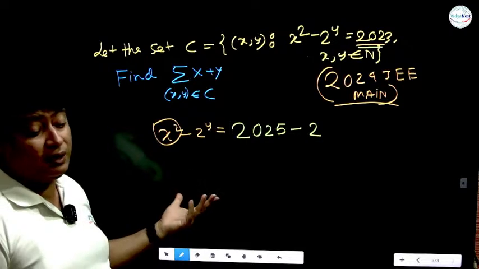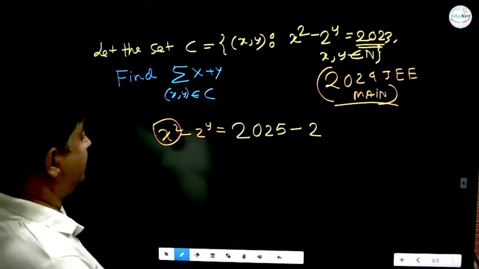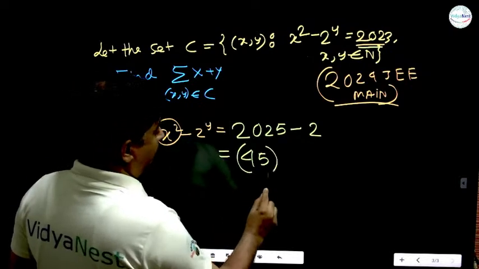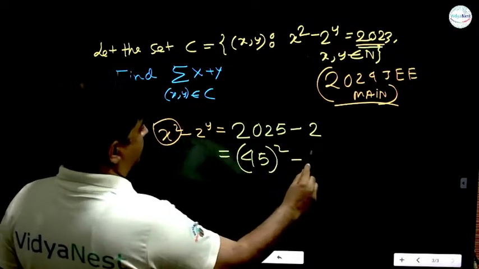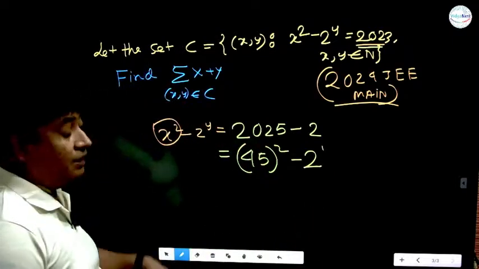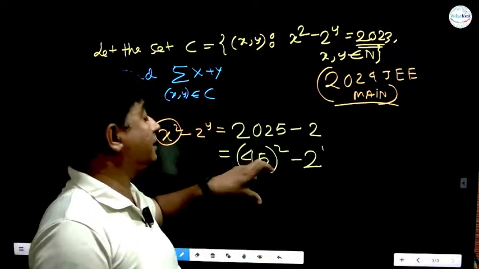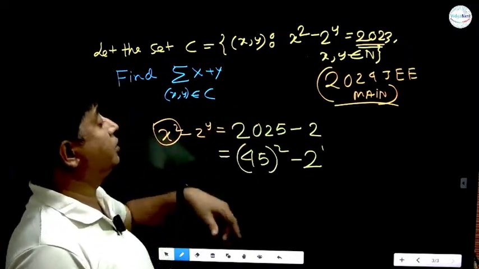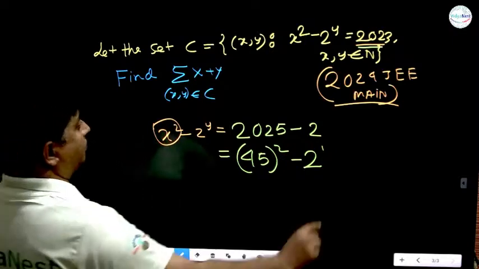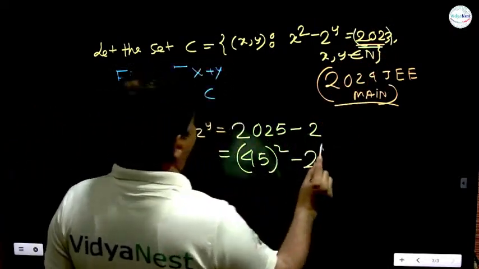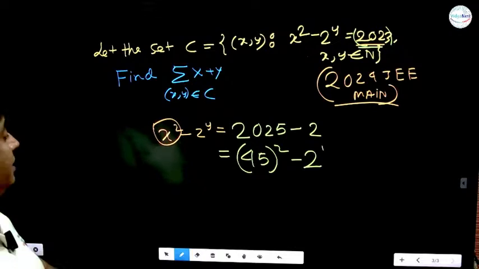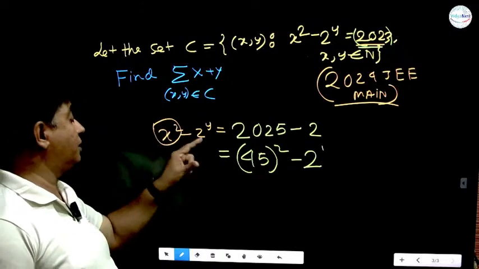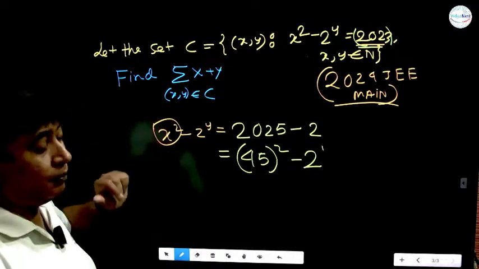Now you can ask me, what is the use of this? Just 45 square is 2025, and that is 2 to the power 1. Now it is a natural number, so only this way we can split 2023. So instead of 2023, I have written 2025 minus 2, just seeing this difference and comparing the two numbers.